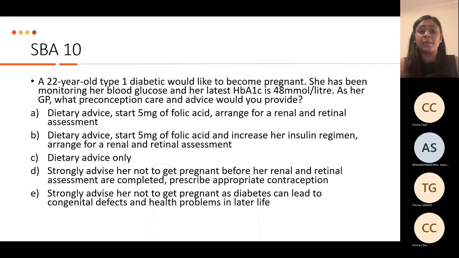So again, we carry on with the diabetic theme. We've got a 22-year-old type 1 diabetic who wants to become pregnant. She's been monitoring her blood sugars and her latest HbA1c is 48. As her GP, what preconception care and advice would you provide?